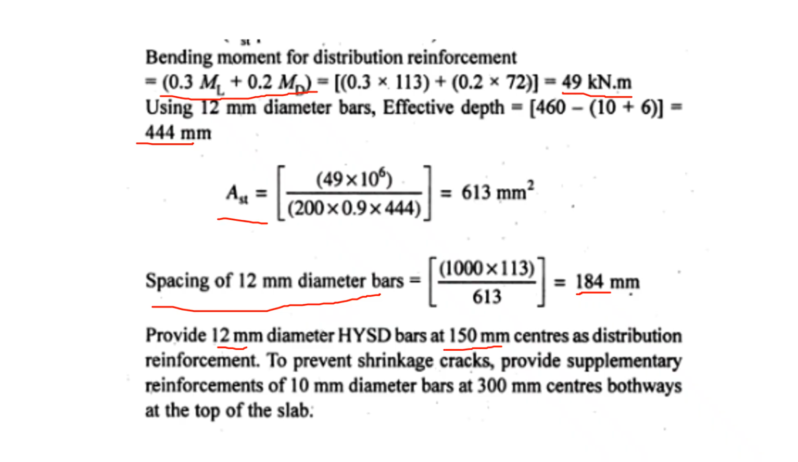In order to prevent shrinkage cracks, supplementary reinforcement of 10 mm diameter bars at 300 mm center to center is provided on both the top and bottom of the slab.